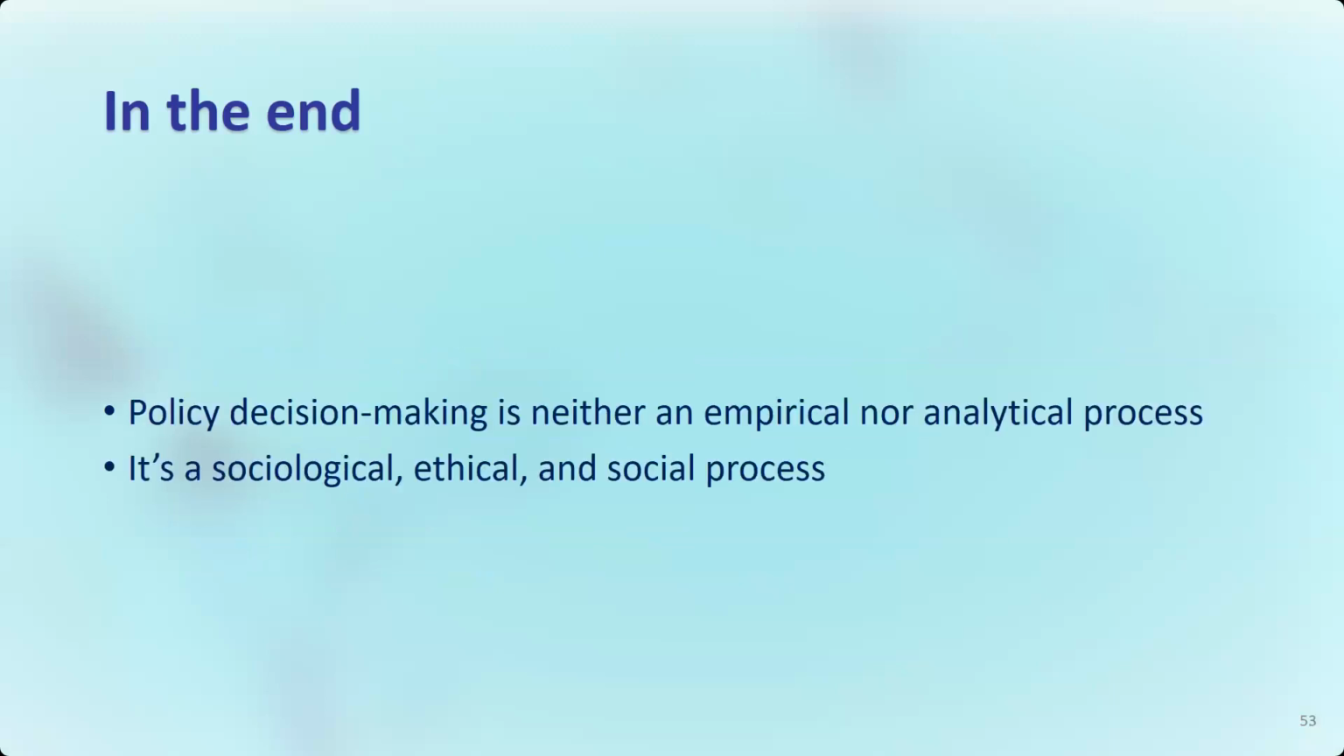Policy decision making can't be empirical or analytical, or not only empirical or analytical, because in the end it's a social and an ethical and a sociological process. It's a thing that we try to do to achieve stuff. I suppose that's a way of saying maybe AI could help, but it's only going to take us so far because there's a lot of other stuff in there.